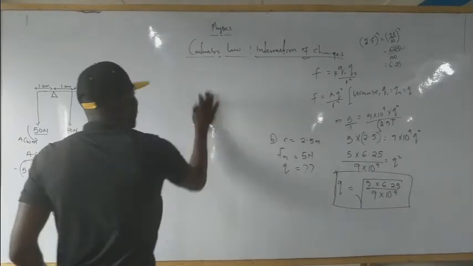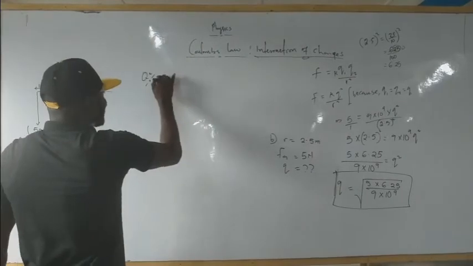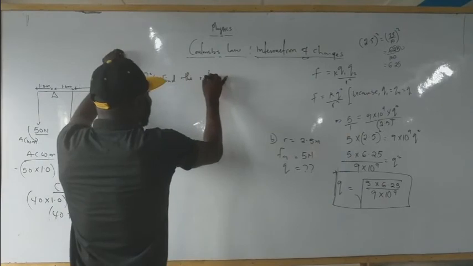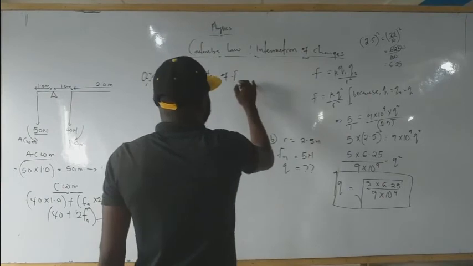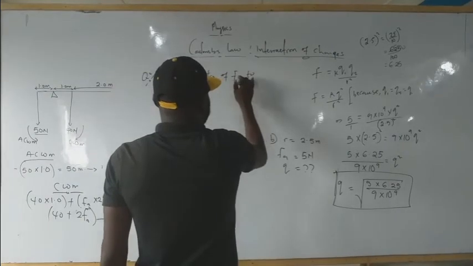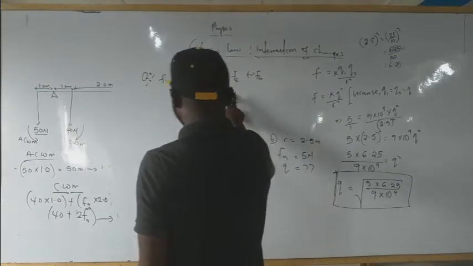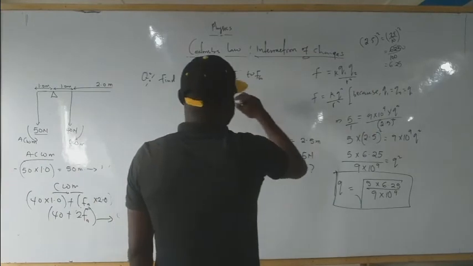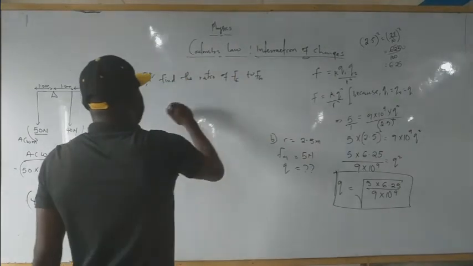Question 2. Find the ratio of FE to FG. That's the force of the electric field to the force of gravity. Find the ratio of this to this.